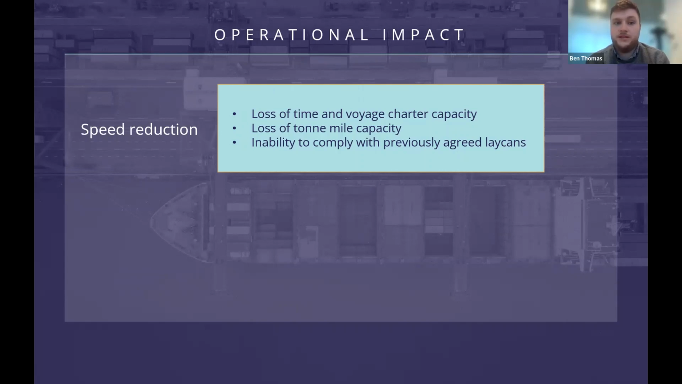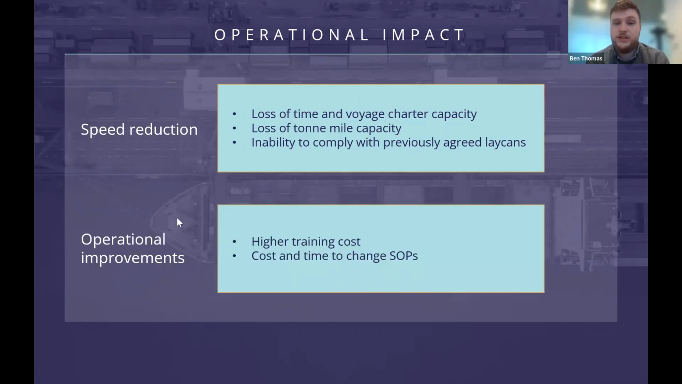Another option would be to change the operational procedures operated by ship's crew. This inevitably would include slowing down. However, other options, such as better maintenance, more competence regarding sailing more efficiently, enforcing better weather routing, and operating machinery more effectively, could be achieved through additional training and equipment. The issue here would be longer and higher training costs, as well as the time required to update standard operational procedures and ensuring their enforcement.